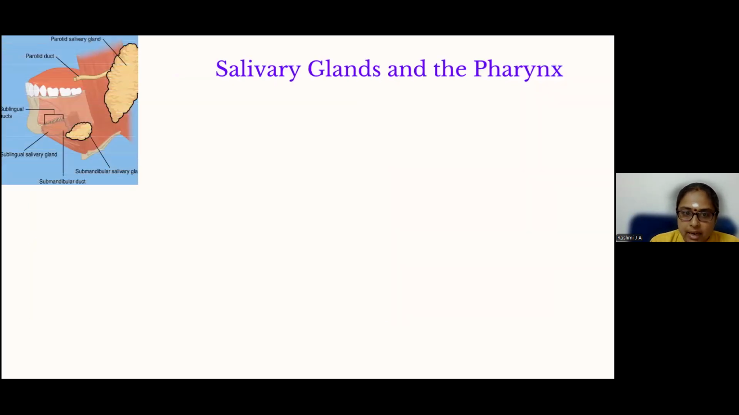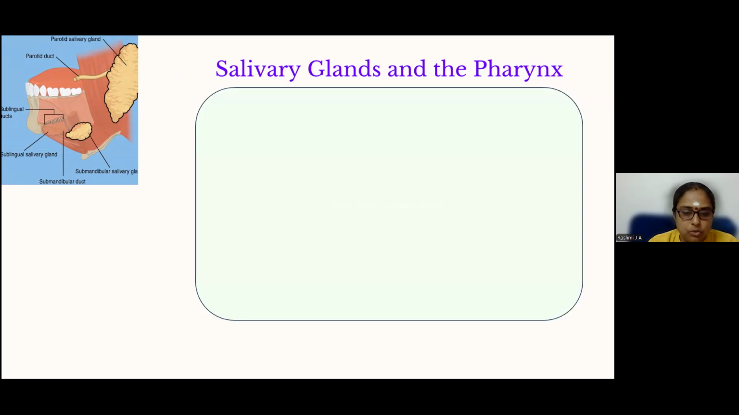Now, salivary glands and the pharynx. So we have 3 salivary glands. One is parotid, then submandibular, and then the sublingual. So 3 things. You just know that there are 3 salivary glands in our body. Not necessarily must you know the names. So 3 types of salivary glands are present, and each will have its own function.